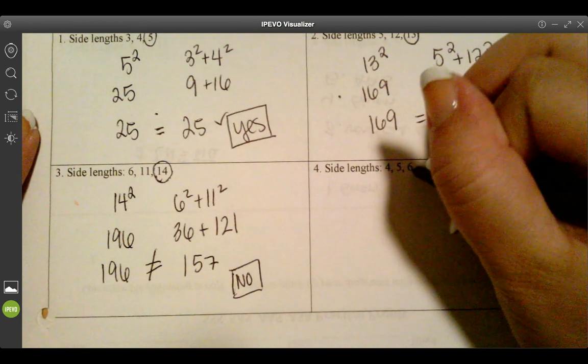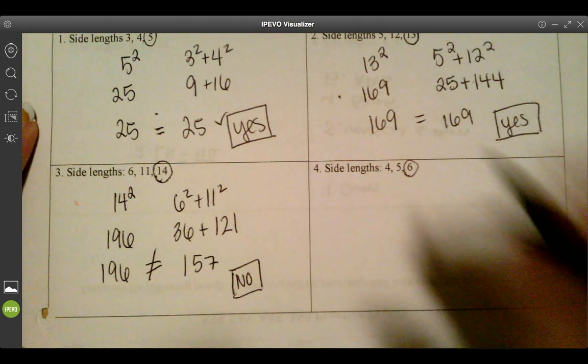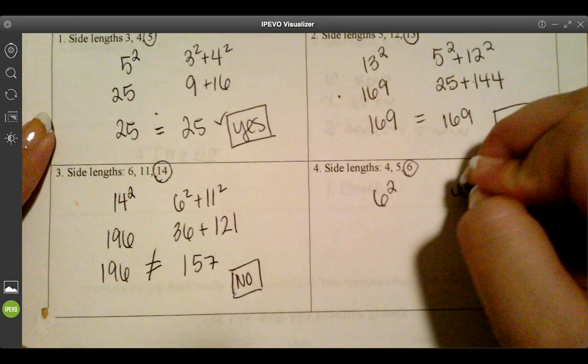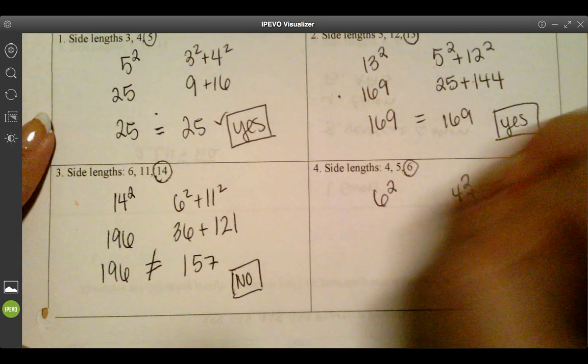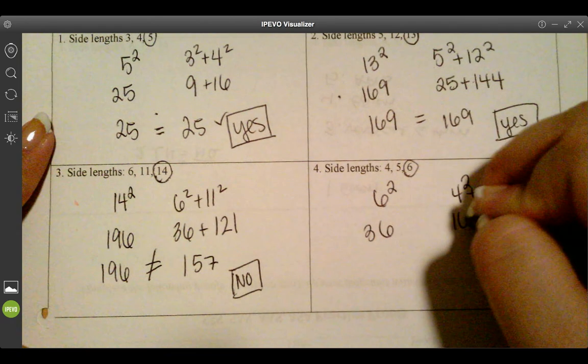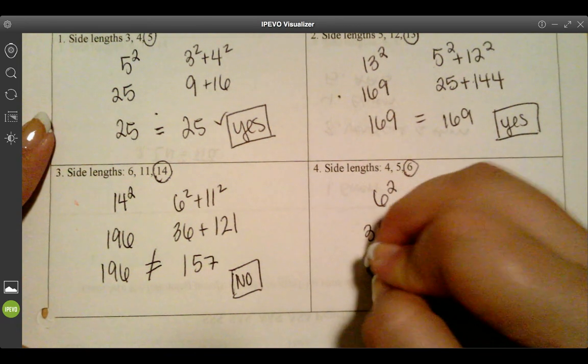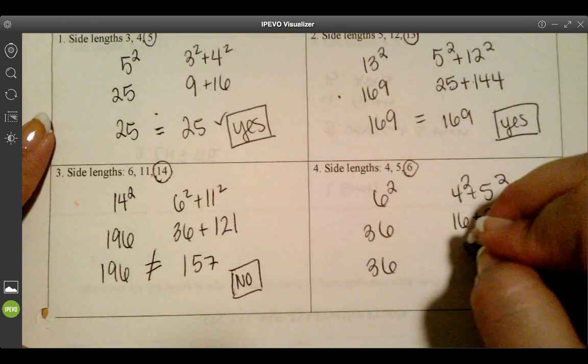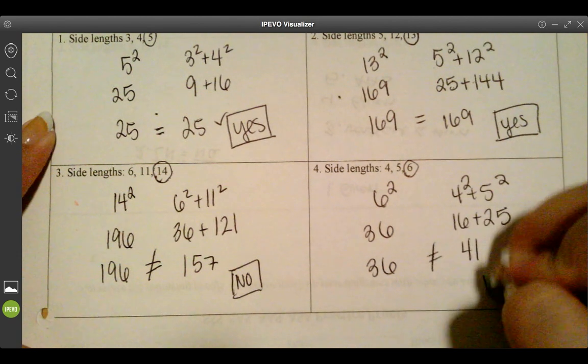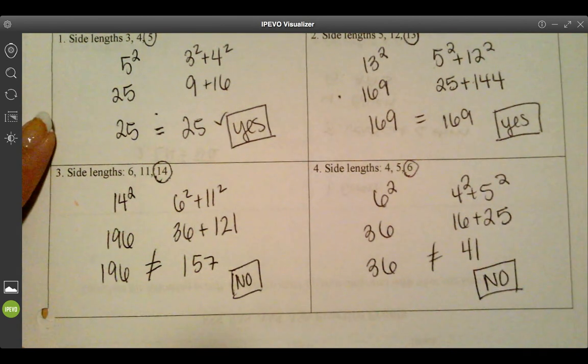And number 4, our largest side is 6. 6 squared, 4 squared plus 5 squared, 36. 16 and 25, this is 41. Not equal, not a right triangle.